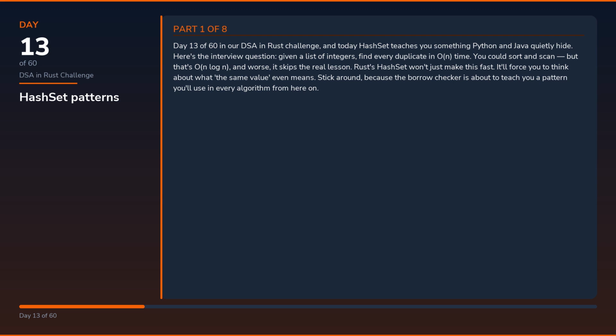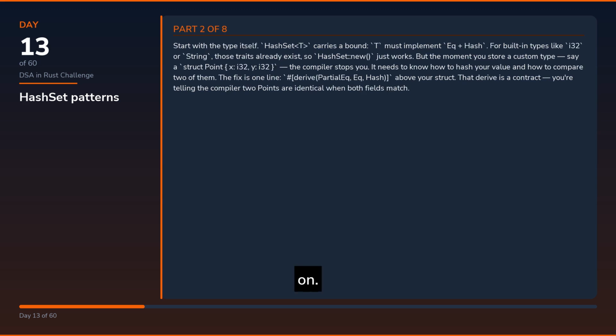Stick around, because the borrow checker is about to teach you a pattern you'll use in every algorithm from here on. Start with the type itself. HashSet<T> carries a bound. T must implement Eq plus Hash. For built-in types like i32 or String, those traits already exist, so HashSet::new just works.